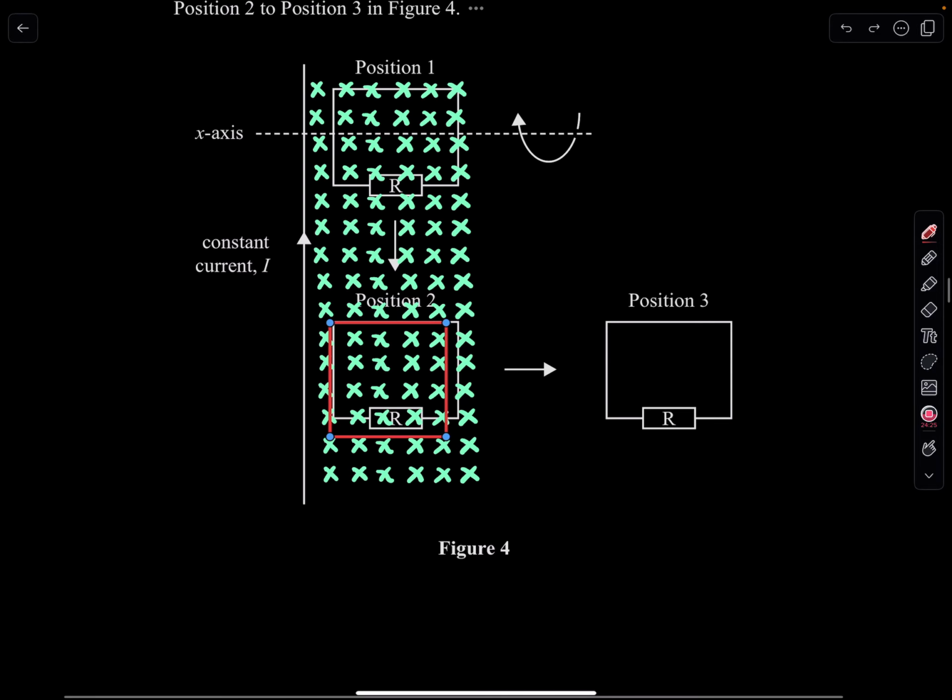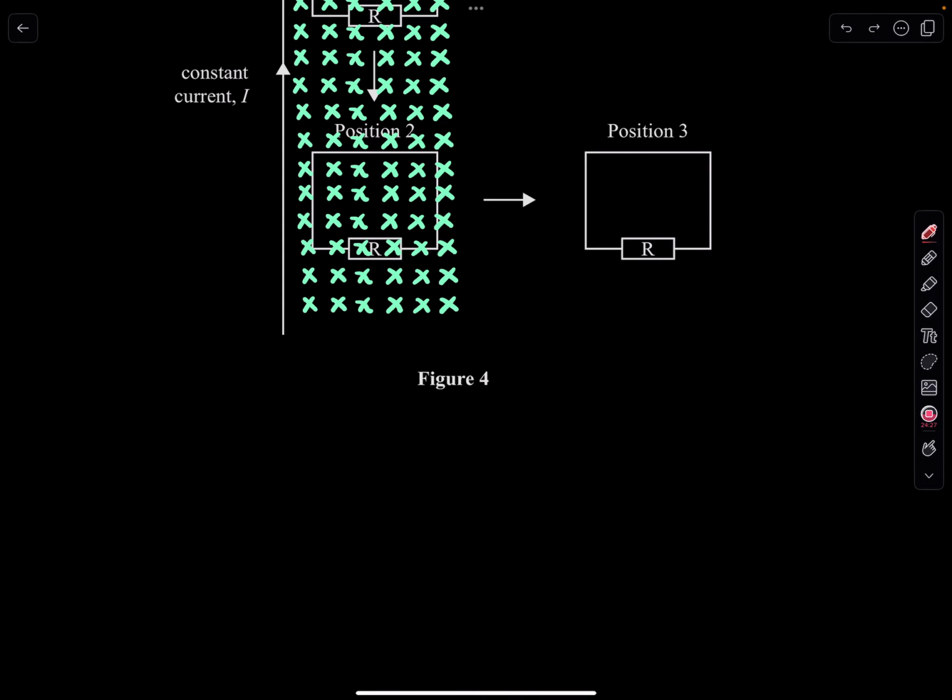So this is how you would want to draw it. What it's going to look like if I draw it in the EMF graph will look like this.